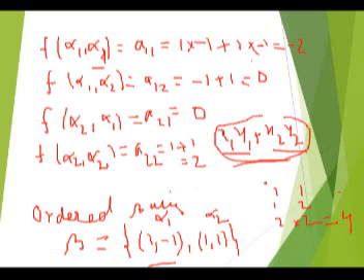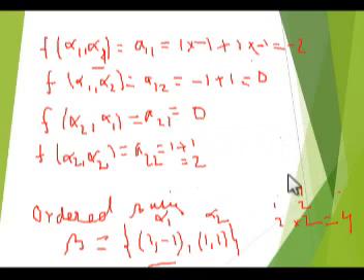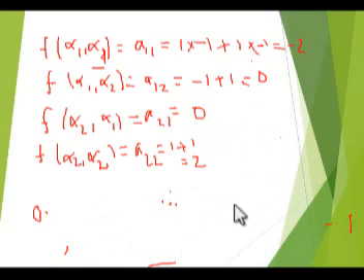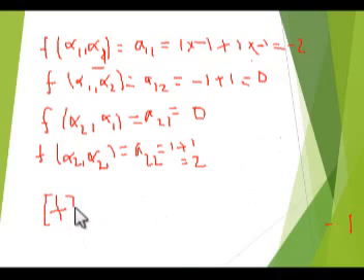Now we can generate the matrix of the bilinear form. So in this way we can generate this matrix, induced by the ordered basis beta. So the first element A11 is -2, A12 is 0, A21 is 0, and A22 is 2.